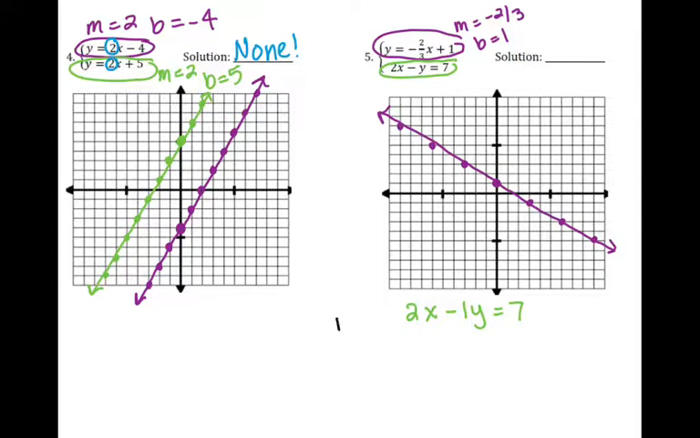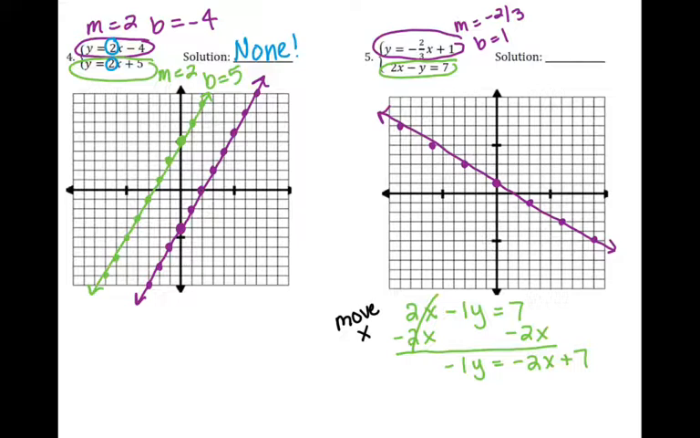Step number 1 is to move the x. So I'm going to start by subtracting 2x from both sides. And I'm subtracting because my original 2x was positive. And anytime you're moving across the equal sign, you are always using the opposite operation. As you can see, I rewrote it with my x first because that's how we see slope-intercept form.